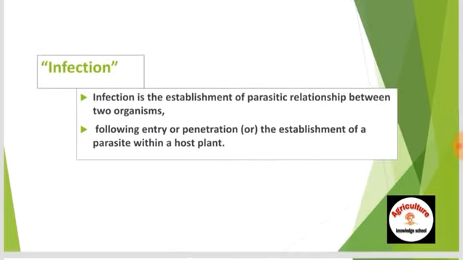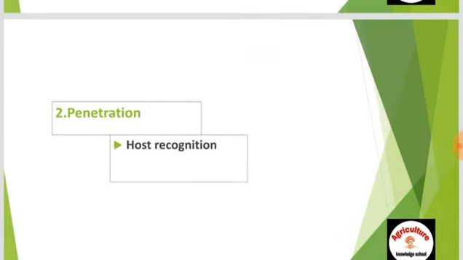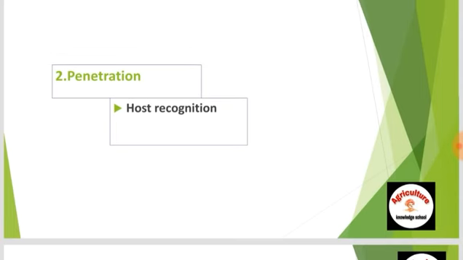Infection. What is infection? Infection is the establishment of a parasitic relationship between two organisms following entry or penetration, or the establishment of a parasite within a host plant. Second is penetration. So penetration is the phenomenon of host recognition.